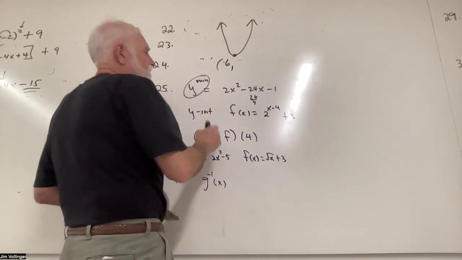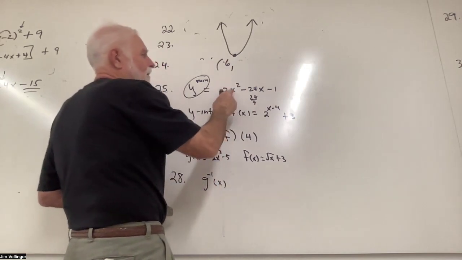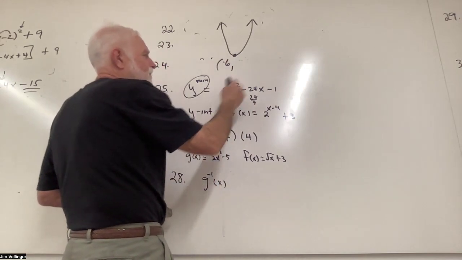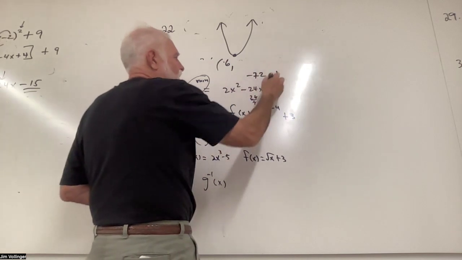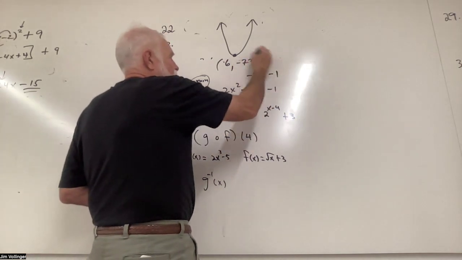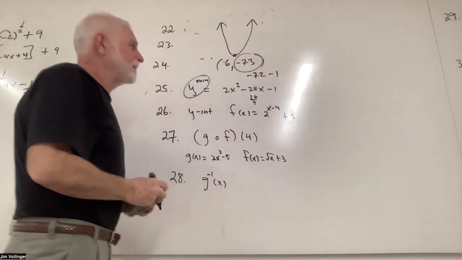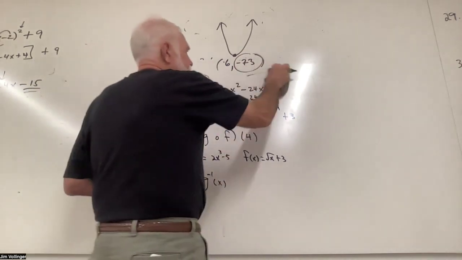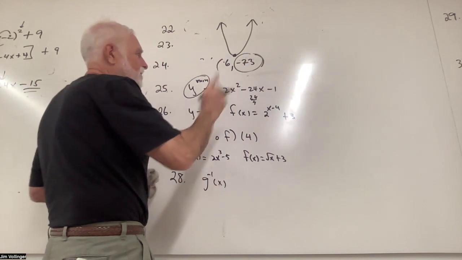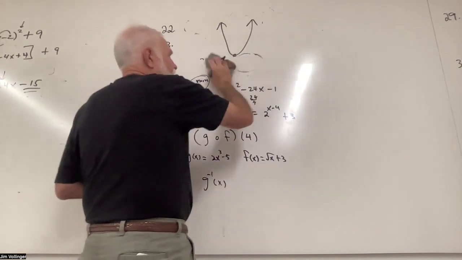So 24 divided by 4 is 6. I'm going to plug 6 into this right here. 36 times 2, 72. So I know I'm going to get minus 72 minus 1, minus 73. There's a shortcut. Bang. Now, how did I know that? All right, so remember the number 6. Erasing this, that's your answer.